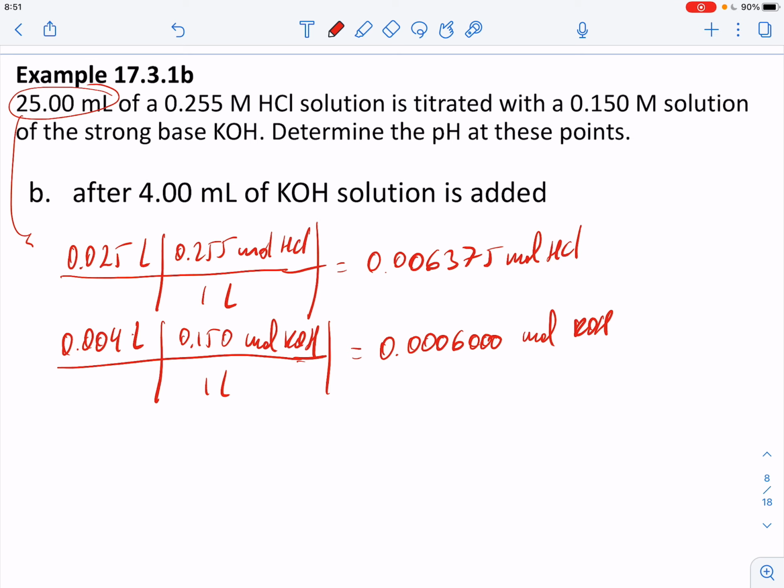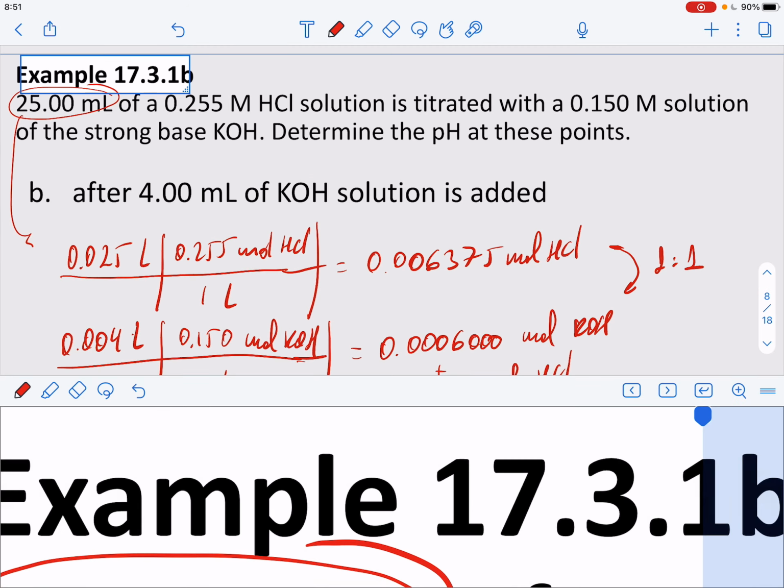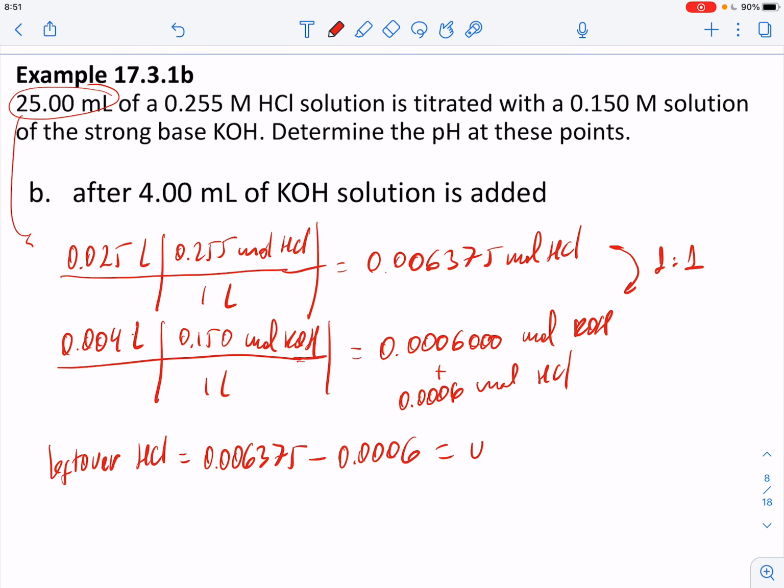Okay, so leftover acid, leftover HCl, it's going to be, because the reaction is 1-to-1, basically you consume, this will react with 0.0006 moles of HCl. So the leftover acid is going to be the difference, 0.006375 minus 0.0006. This is equal to 0.005775.